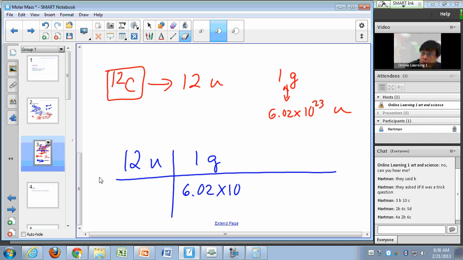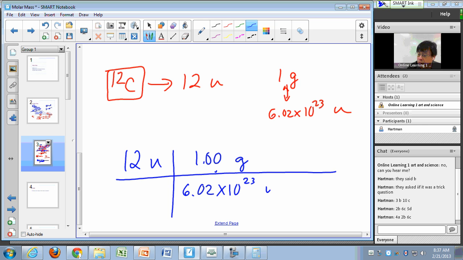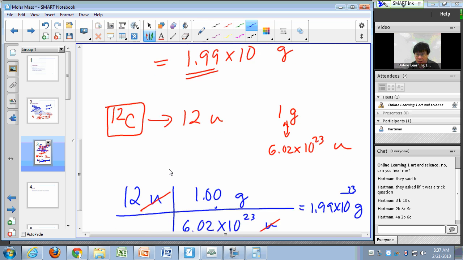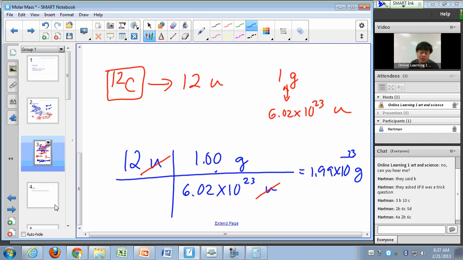Okay, 1.00 grams. I'm only doing 3 sig figs here. 1.00 grams is equivalent to 6.02 times 10 to the 23rd atomic mass units. So that's another way you can convert atomic mass units to grams. Okay, so that gives you the same answer. That's going to be 1.99 times 10 to the negative 23rd grams. So you can see masses of atoms are very small. That's the reason why we count them in groups. Okay, so you can't weigh a single atom in the lab. You'll have to weigh moles of atoms in the lab.